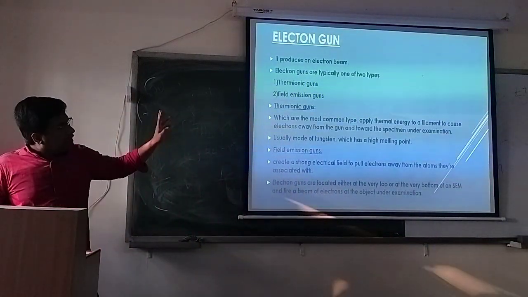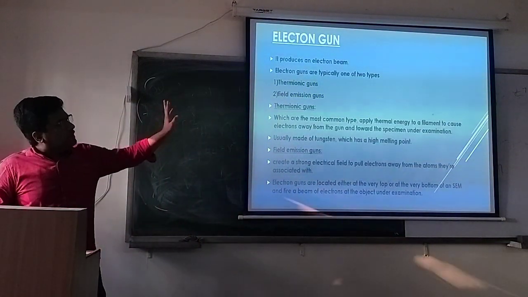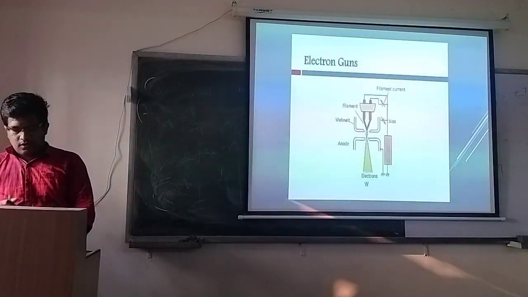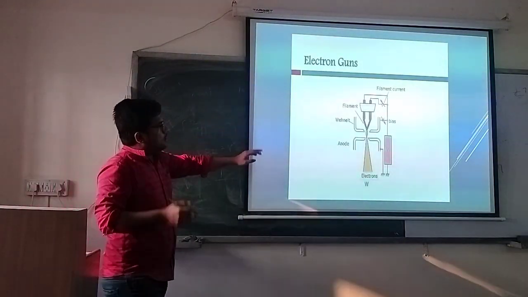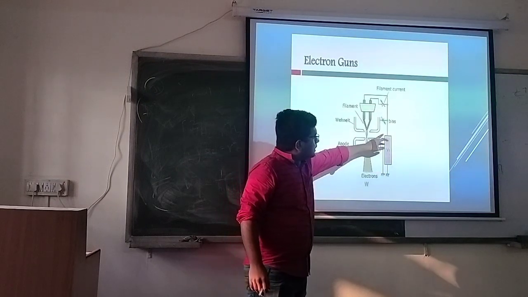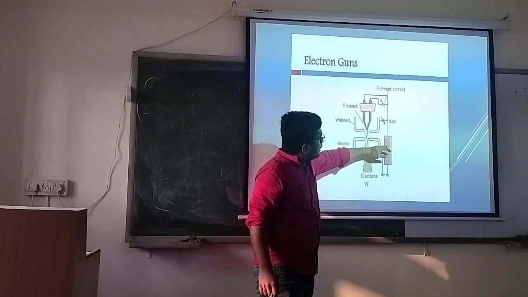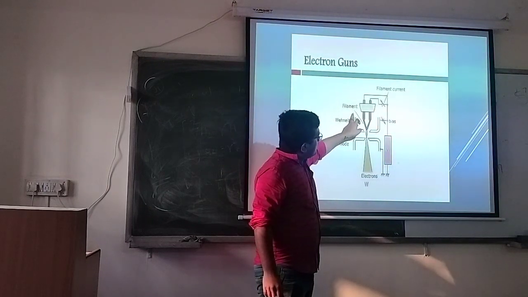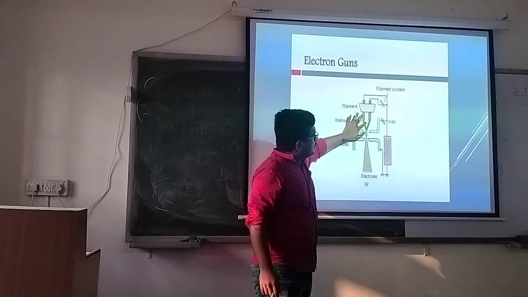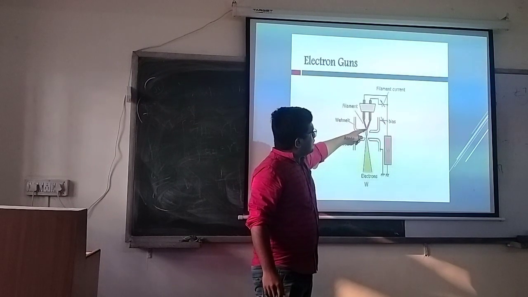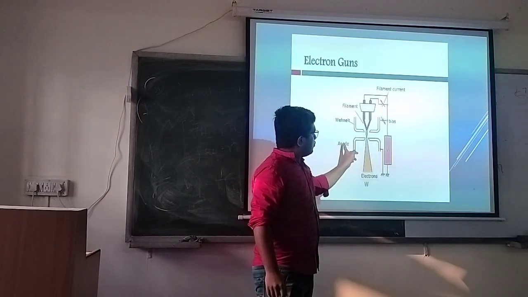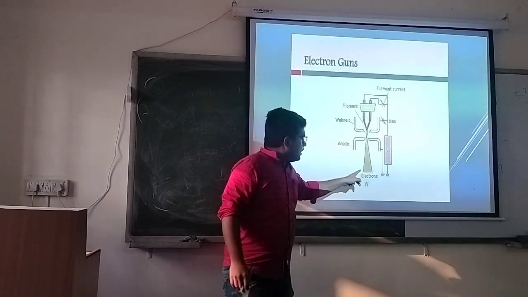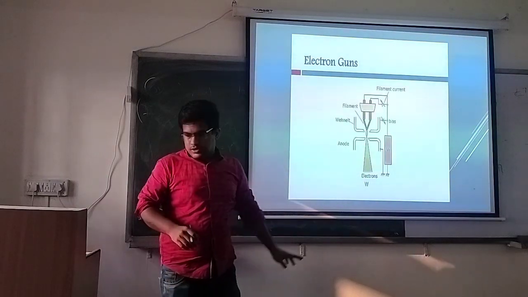The electron gun basically produces the electron beam which we need. This is the electron gun. This is the voltage, and we supply the current, so the bias and the filament current, with the filament here and the tungsten here. When the tungsten is heated, that produces the electron beam, which goes through the anode coil. Here the electron beam goes.